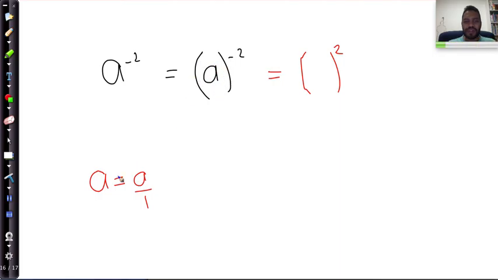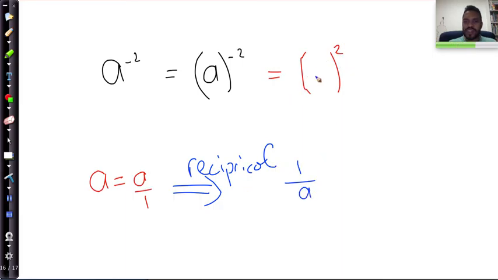Give us the reciprocal. This is called a, right? This is a over 1. The reciprocal of this is 1 over a. So all you do is you take the reciprocal and change the exponent to a positive exponent. Example, a squared. And using the previous law we said if you get a fraction and that fraction is raised to a power, all you need to do is take the top to that power, 1 squared, and the bottom to that same power, which is a squared.